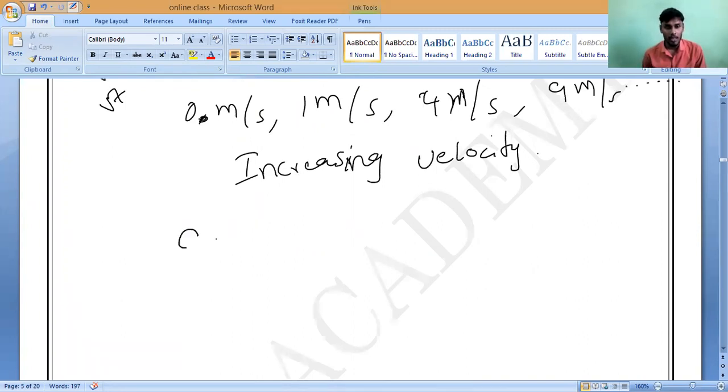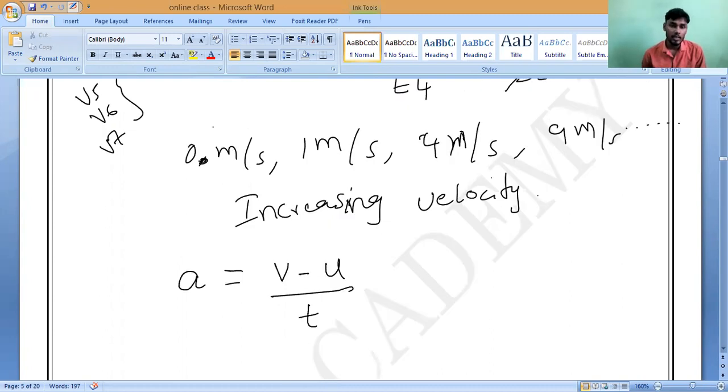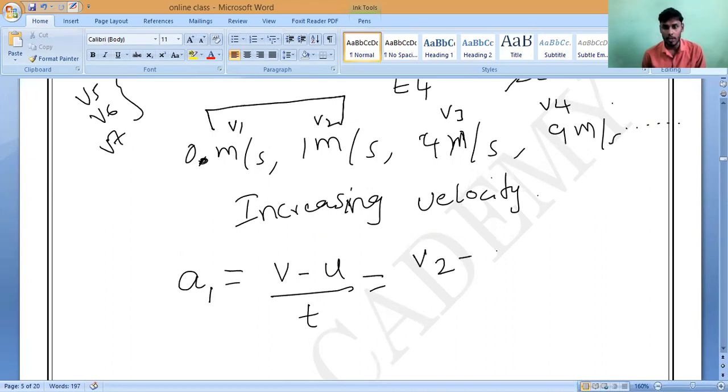Acceleration means what? Tell me, acceleration equals what is the formula? Final velocity minus initial velocity divided by time. Let's take the first two cases. This is V1, 0 meter per second, and V2, 1 meter per second, then V3, next V4, like that. According to that, A1 equals V2 minus V1 divided by T2 minus T1.